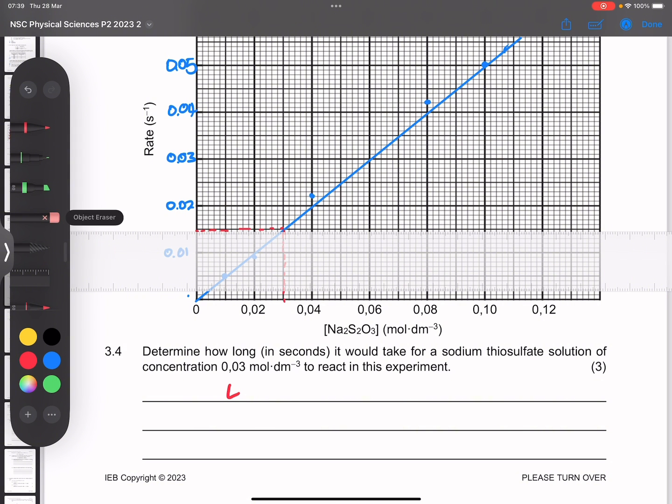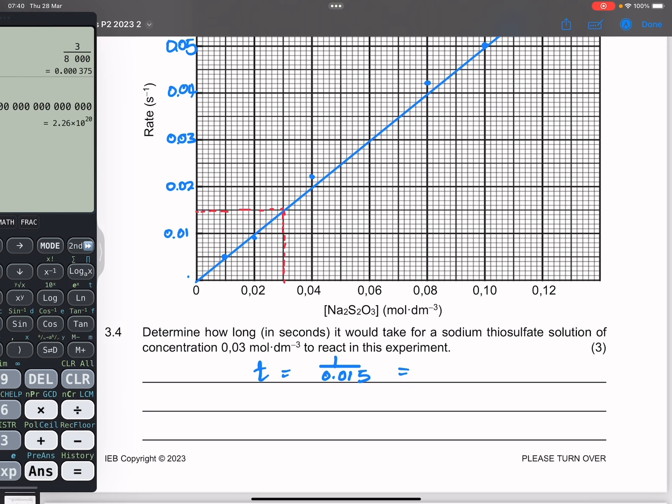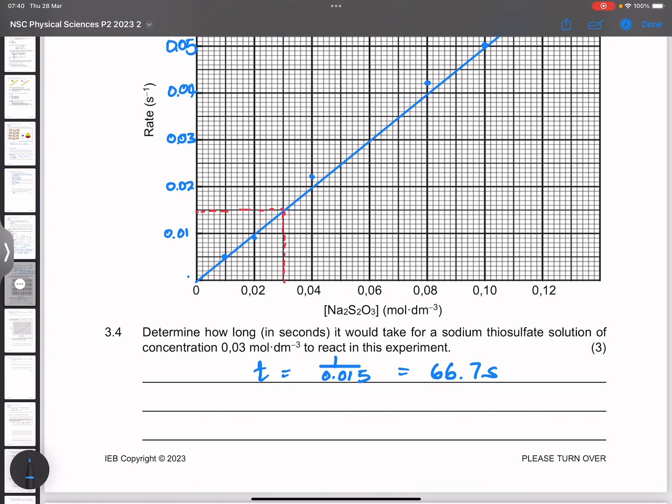So that's the rate, but we're looking for time. Time in this case would be 1 divided by the rate, so 1 divided by 0.015. I read that that's called interpolation: we read the value off the graph so that we get that value there. So it looks like it's going to take 66.67 seconds, or let's say 66.7 seconds. That is the amount of time that it will take. Remember, we got the value from here, and this would be 0.015.